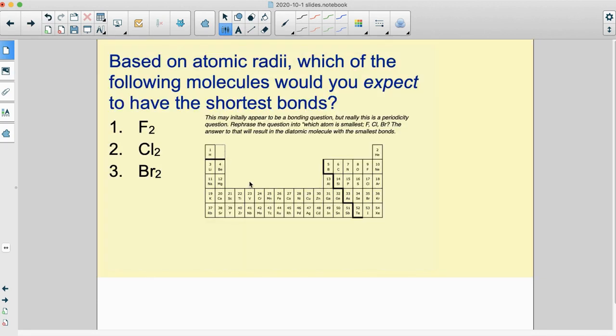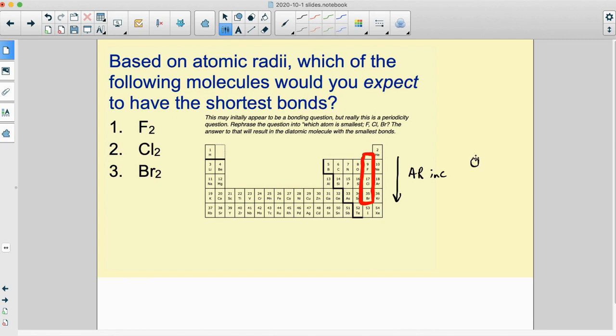All right, so a couple questions. Based on atomic radii, which of the following molecules would you expect to have the shortest bonds? If we take a look here, we have F, Cl, and Br. These are our 3 elements that we're looking at. As we go down, our atomic radius is increasing because we're adding that extra shell of electrons.